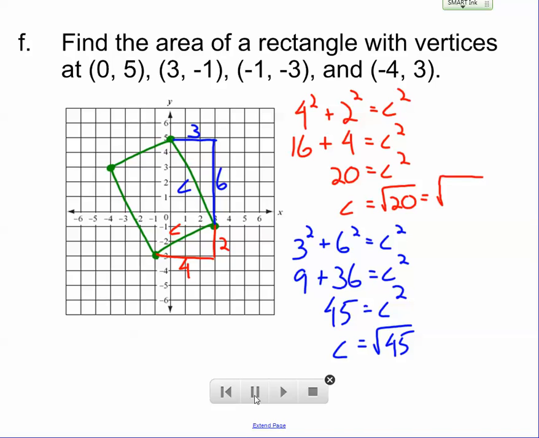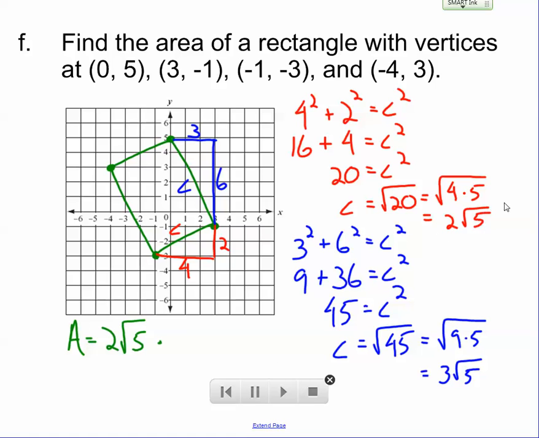Actually, yeah, let's do it. Let's go ahead and simplify it. Let's make that the square root of 4 times 5, which is 2 times the square root of 5. And let's make the square root of 45 the square root of 9 times 5, which is 3 times the square root of 5. Now, for the area of this rectangle, we need to do length times width, or base times height. So I'm going to do 2 times the square root of 5 times 3 times the square root of 5.